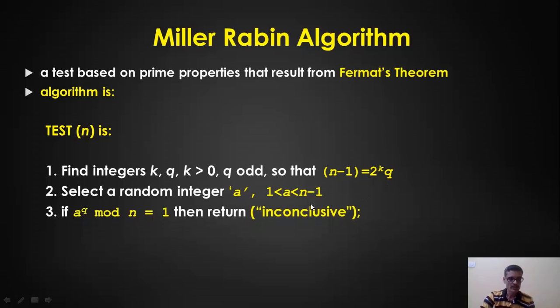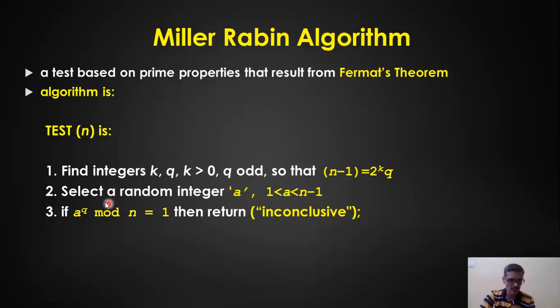Now, this is the first condition. I'm verifying the first condition, that is a to the power q mod n is equal to 1. I'll calculate this and verify this. If this is equal to 1, my test will send the result as inconclusive, because by using a single a in the range of 1 to n minus 1, we cannot decide whether the given number is prime or not. So the test result is inconclusive if the number may be prime.